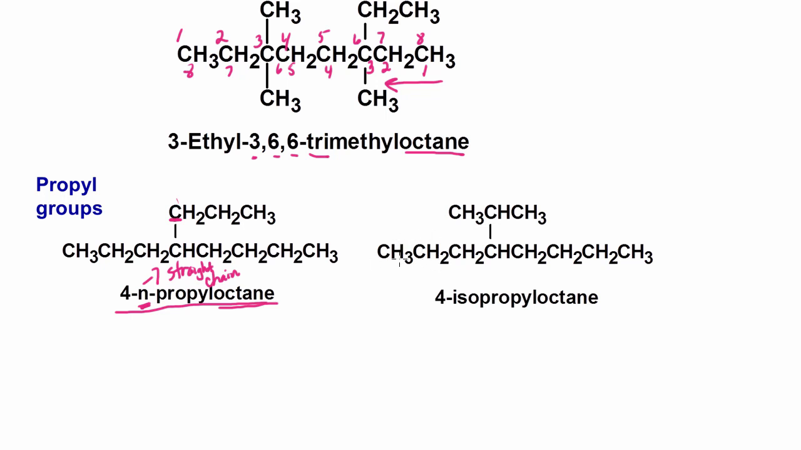And then here we have the same thing, 8 carbons in the longest continuous chain. This is octane. And on carbon number 4, we have this 3-carbon alkyl group, but it is attached by this middle carbon here. So this would be the isopropyl. So we have 4 isopropyl octane.